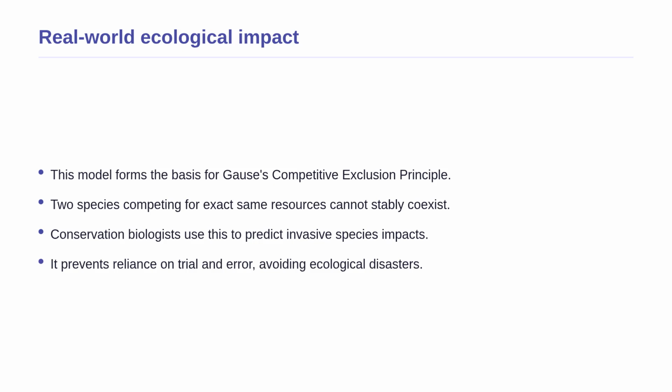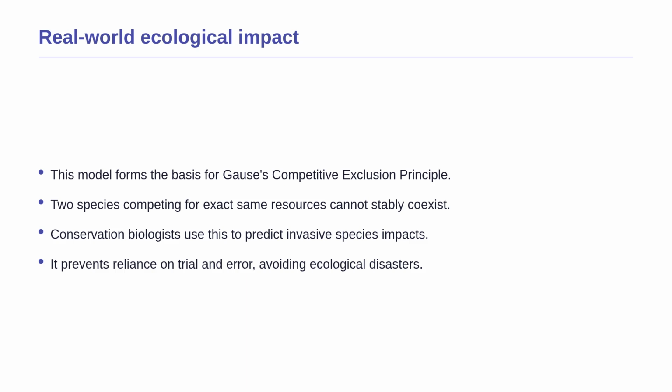Now that we have calculated a growth rate, we must understand the broader implications of these numbers. This mathematical model is absolutely critical because it forms the basis for Gauss's competitive exclusion principle. This principle states that two species competing for the exact same resources cannot stably coexist indefinitely.